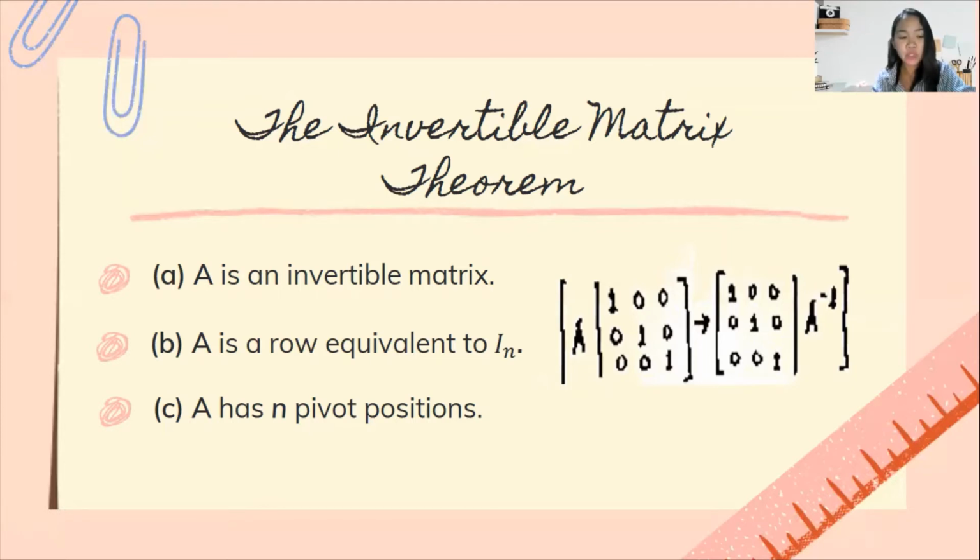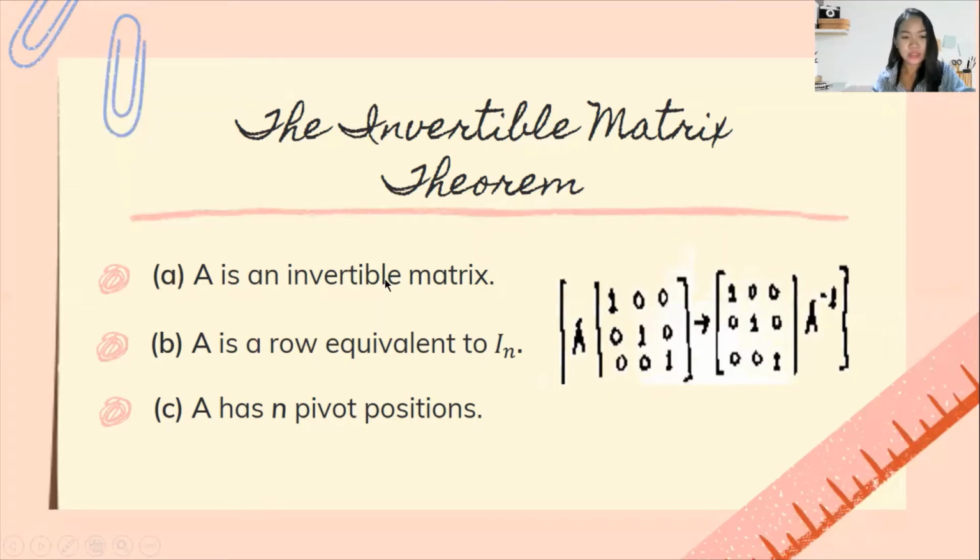So if we are able to perform row operations and turn the left side into the identity matrix, the right side gives us the inverse, and this is what happens when A is invertible.